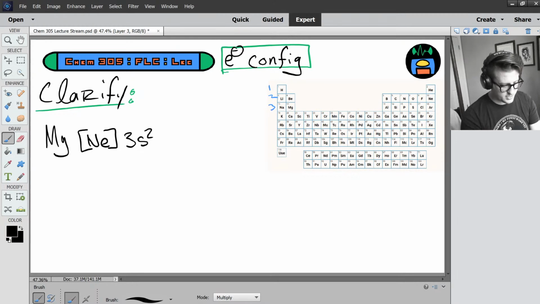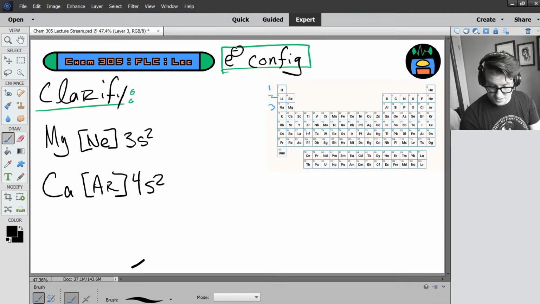And all of you who saw this, you were totally right. Calcium was the metal that I meant to compare it to. Calcium is argon 4s2. My bad. One further space down. That is the one I meant to do.